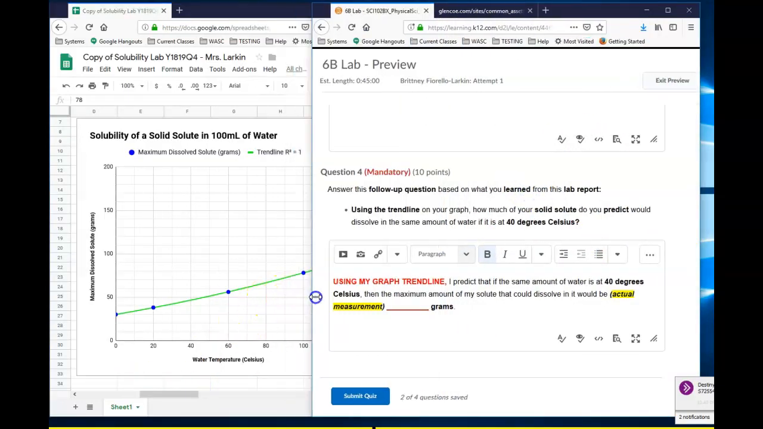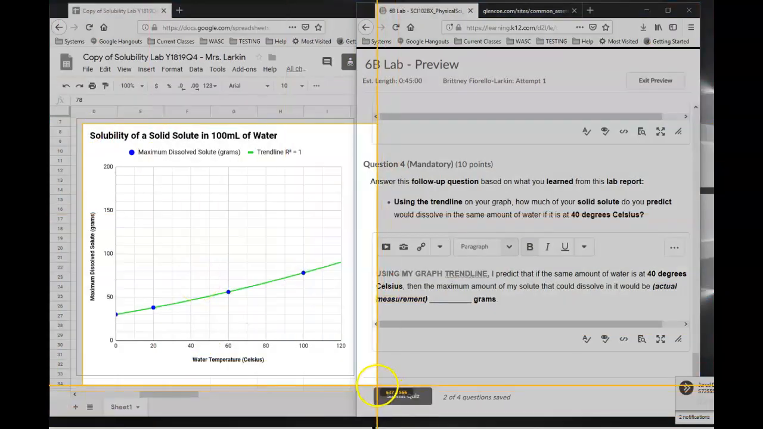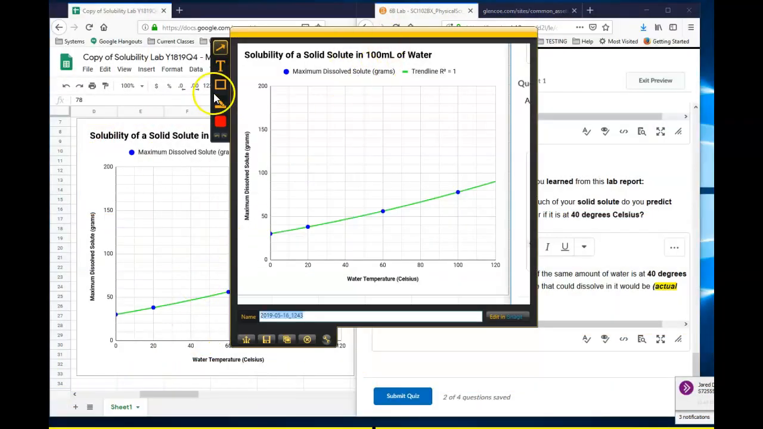So using your trend line, you're going to try to predict how much of the solid solute that you chose could dissolve at 40 degrees. So you're going to take a look at 40 degrees, which is right here. You're going to draw up until you get to your trend line, the green line. And from there, go straight to the left until you get to the solute line, okay?